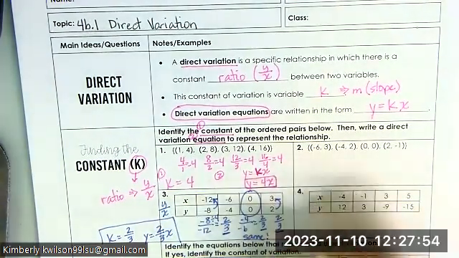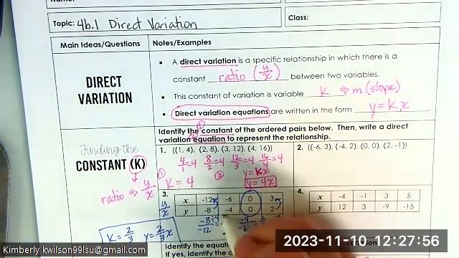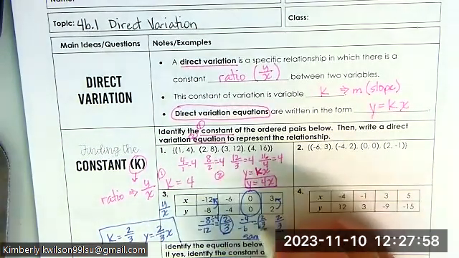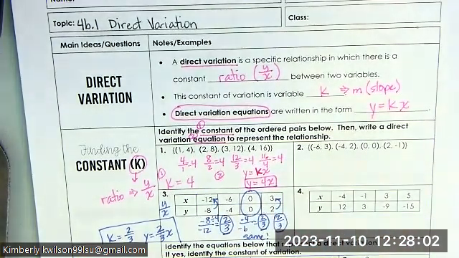And these are the same ratio. If you simplify and they're not the same, then it is not a direct variation.